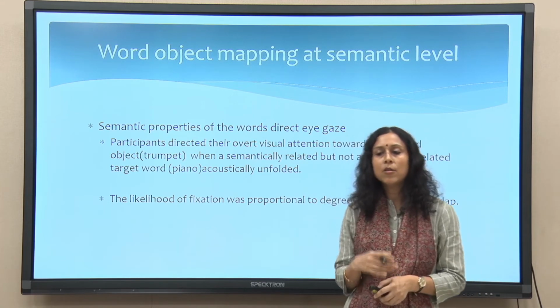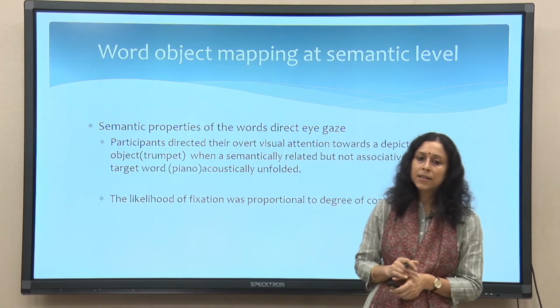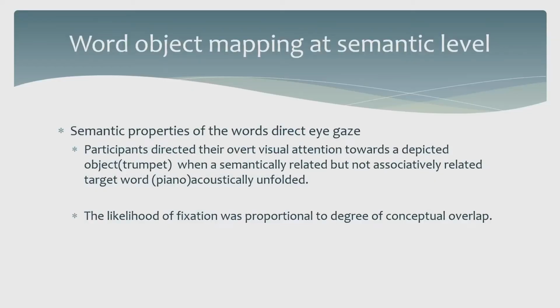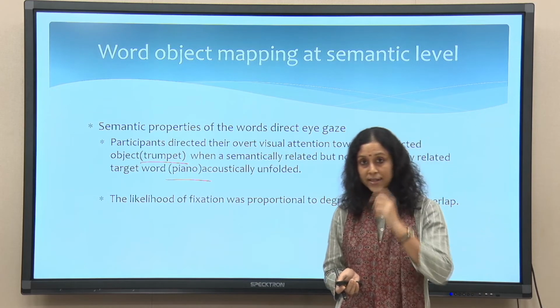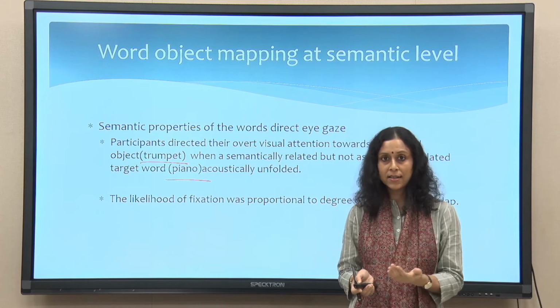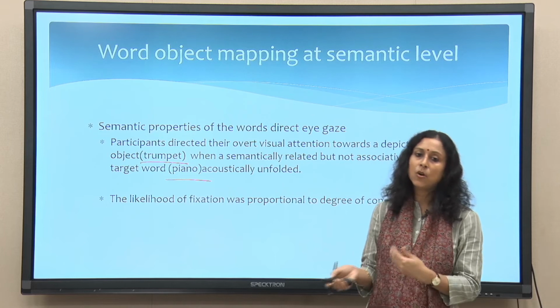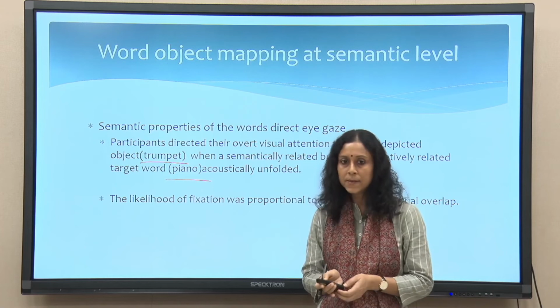Similarly, word object mapping also works at the semantic level. Yet another study showed that participants directed their overt visual attention towards a depicted object when a semantically related but not associatively related target word was unfolded. So, if you hear piano, you also look at trumpet. If the objects are not phonologically related, but are semantically related, in the sense that they are in the same semantic field, with some similarity in meaning, like both being musical instruments, then if you hear piano, you will also look at the trumpet.